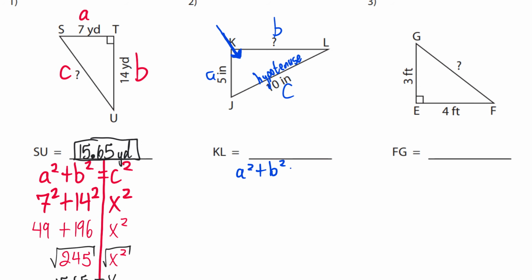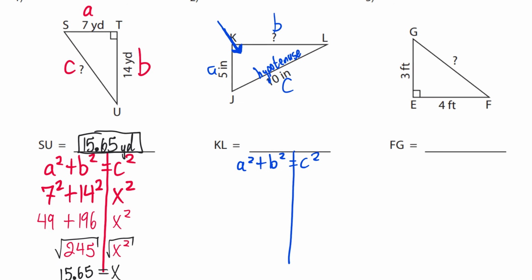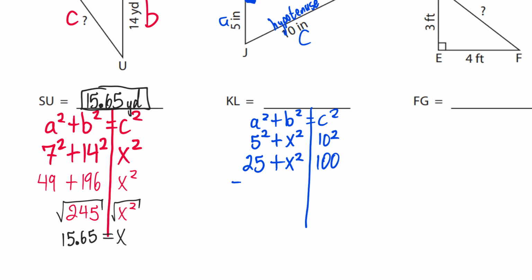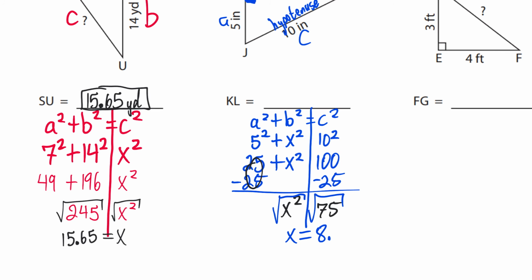So A squared plus B squared equals C squared. So with the way I label it, which one's the A? 5. Which one's the B? X. And then the C is the 10. So 5 squared is 25. 10 squared is 100. All right, then I'm going to subtract 25 from both sides. It zeroes out. This leaves x squared equal to 75. And I've got to take the square root of both sides to cancel out that square. And what's the square root of 75? 8.66.